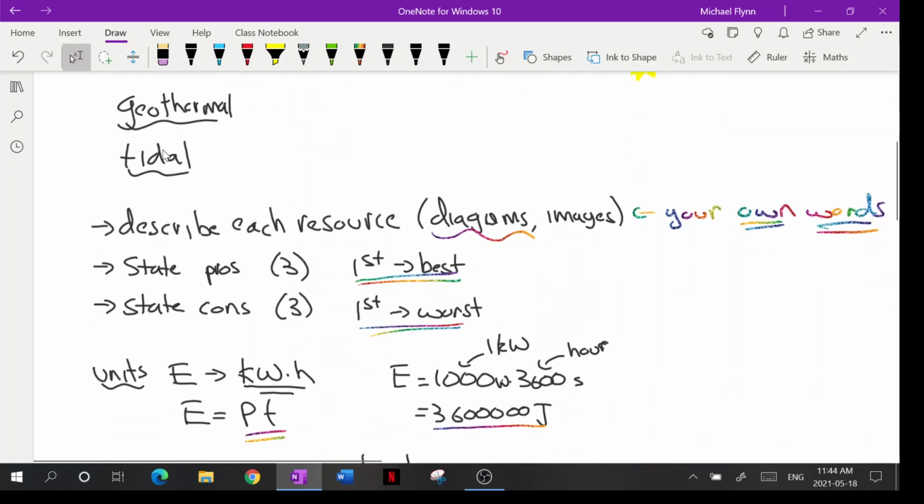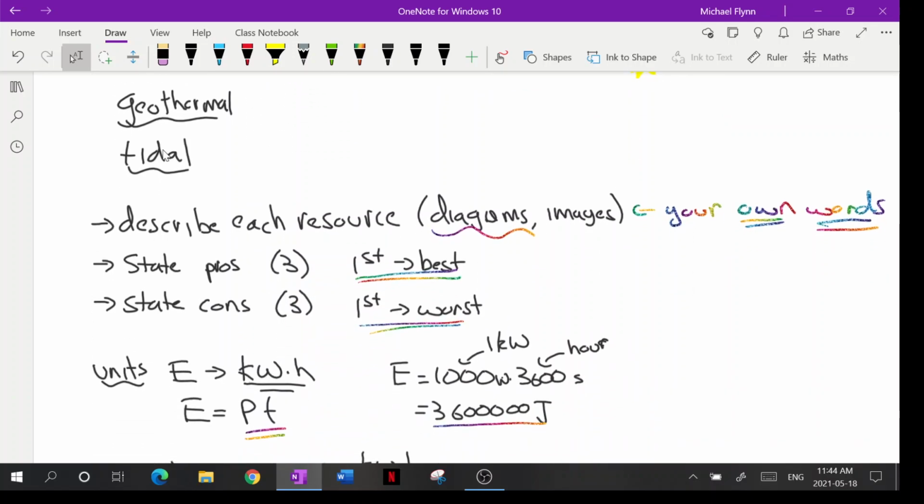Now, here's the assignment. You describe each resource and you must include a diagram, which you can find and copy online. It's probably the easiest way to do it. I'll show you an example in a second. So include diagrams or images, and also the description should be in your own words. Please don't copy someone's graduate level thesis on, say, hydroelectric power. It's obviously not you that wrote it, and it is not the level of a grade 11 student. I don't want that. Just put it in your own words. Most of these things are pretty easy to describe.